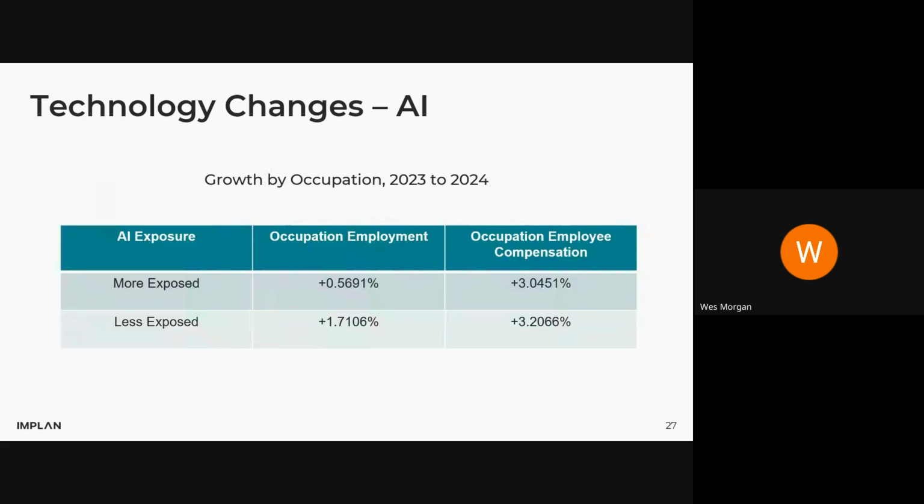So one thing that's really nice about IMPLAN, and it's kind of cool, is that we have occupation employment breakouts. So we can actually take a look not just at the industry level, but also at the occupation level for these types of investigations. When I sorted all of the jobs that IMPLAN has in its occupation data and looked at more exposed versus less exposed by occupation, by industry, then we can see that this same trend still holds. So less exposed jobs grew at a faster rate year over year than jobs that are more exposed to AI in the United States when comparing 2023 to 2024 data.